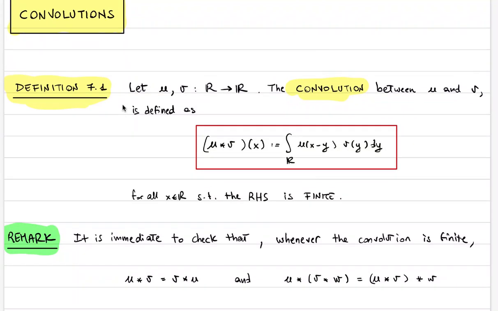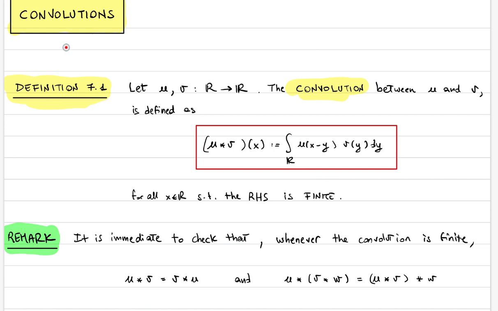So welcome to the 7th class. Last time we introduced convolutions with the idea of having these technical tools to be able to prove the fundamental lemma of calculus of variations and the Dubois-Reymond lemma in the LP setting.